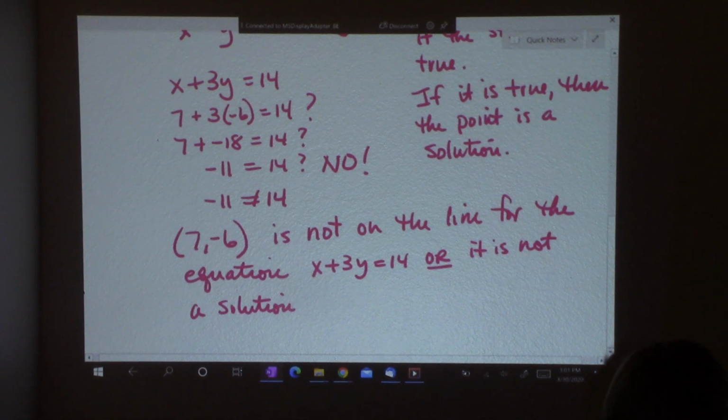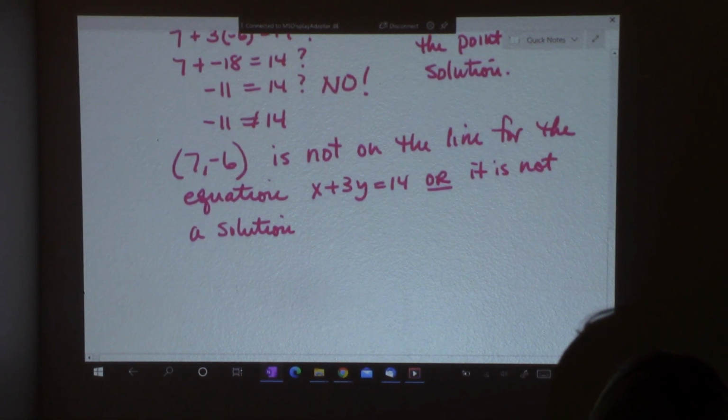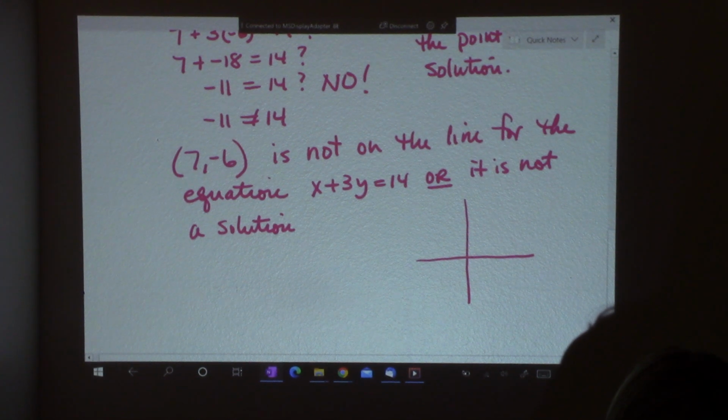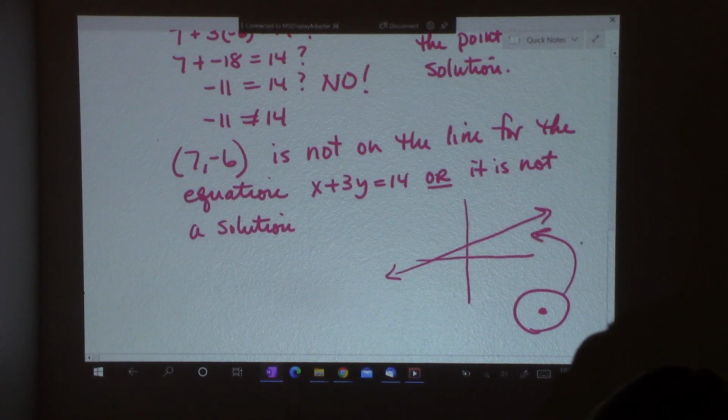What this would look like, I'm not going to be real specific about graphing it, but I can just give you an idea. All right, if I had a graph, this would look something like this. It would go over here like this. That would be my line. And 7, -6, that would be down here. So is this point on this line? No, it's not. And we just proved it by substituting. Okay?